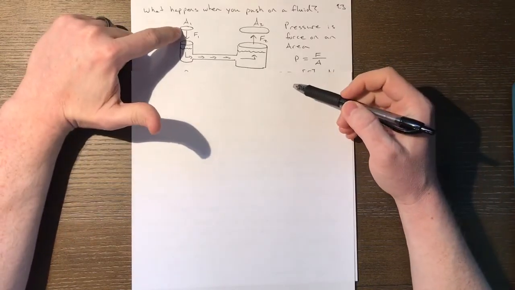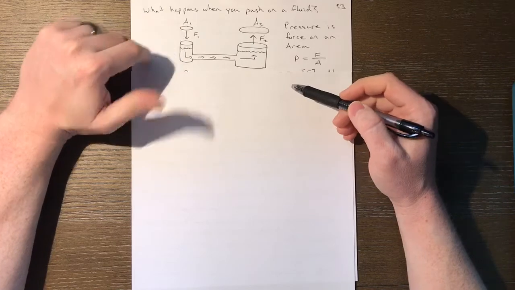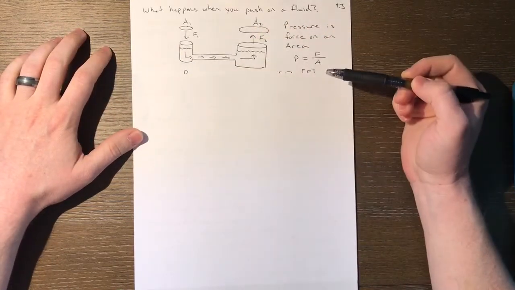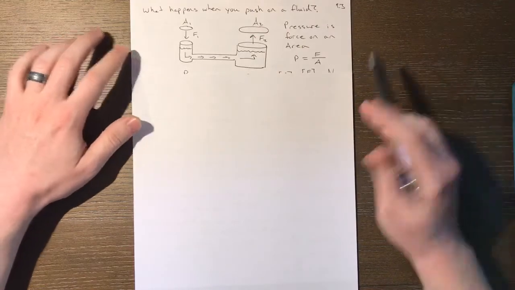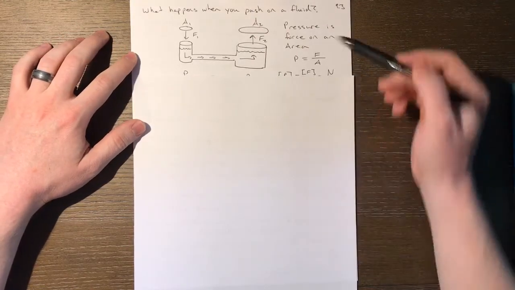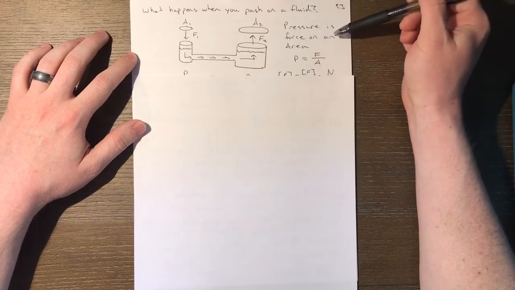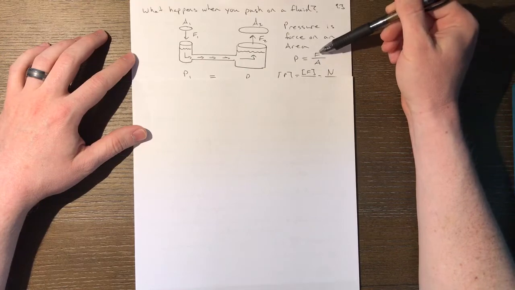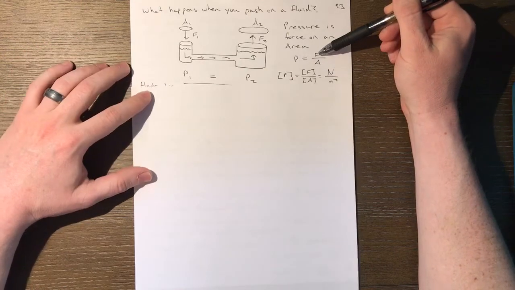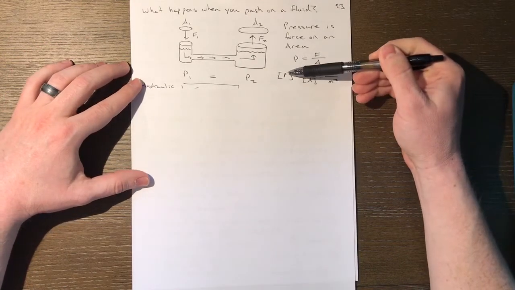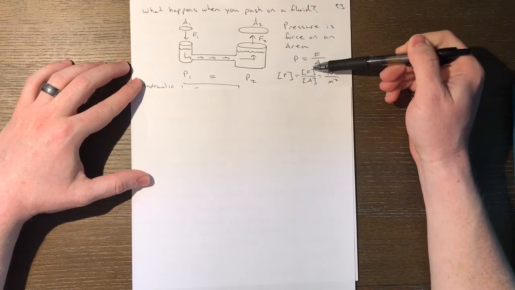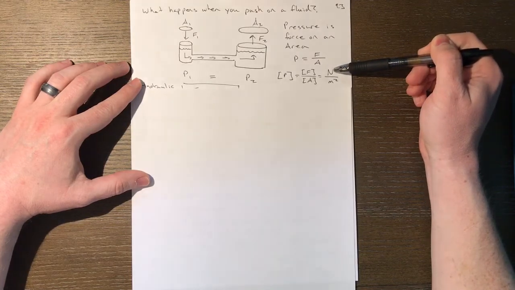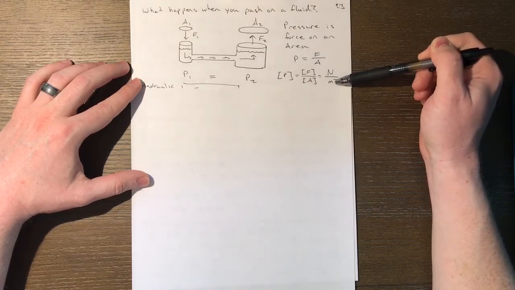So let's imagine we have this area A1 on the left-hand side, and we push down with some force F1. Well, that results in a pressure. Pressure is force applied to an area. P for pressure is just F divided by A. And if we want to think about the units for pressure, the units of pressure are the units of force divided by the units of area, which is going to be newtons per square meter.